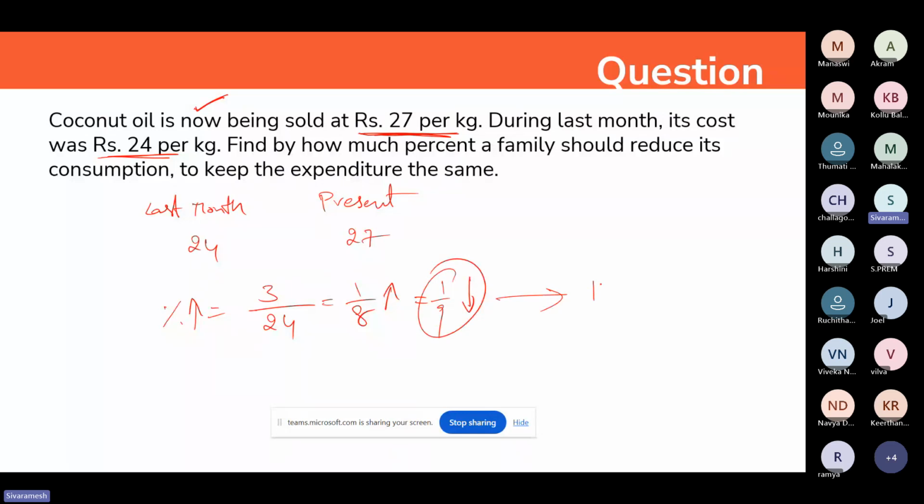I can say that it is 11.11%. Hope you all are clear with this. Last month it is 24, present it is 27. So it got increased 3 rupees from 24. So the answer is 1 by 8 increase. So 1 by 9 should get decreased. 1 by 9 means 11.11%. Okay, let's go for the next one.